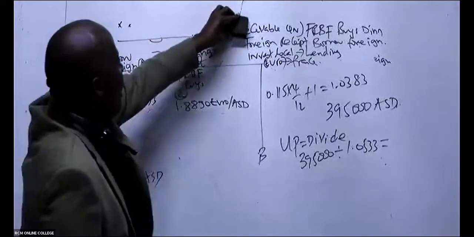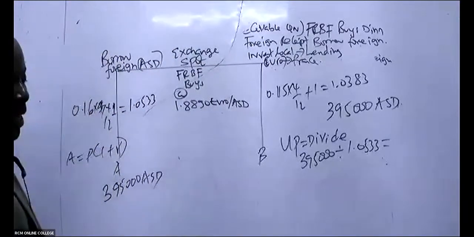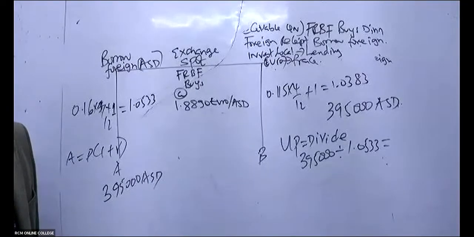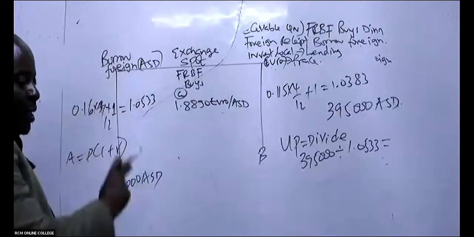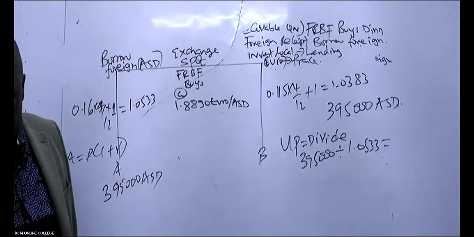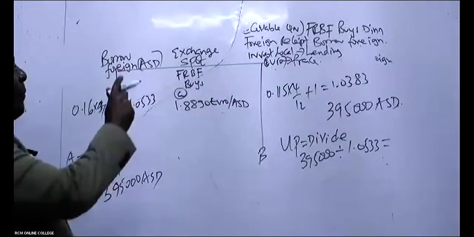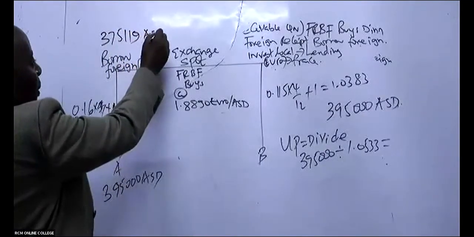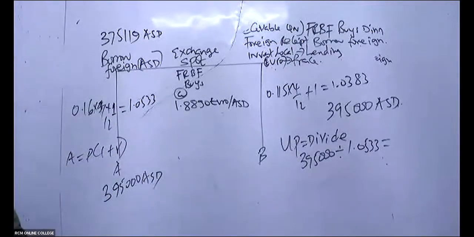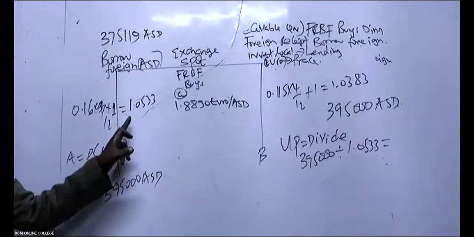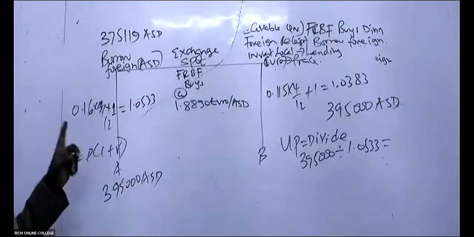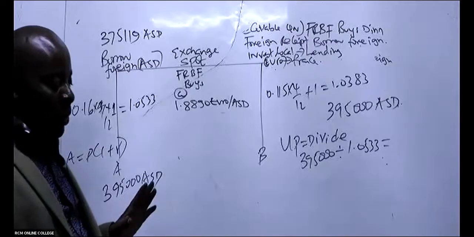So some ninja is giving me 375, eh? Is it 375? Yeah, ASD. When I divide up, 375, 119. Ama niko peke yangu. Sijui umesha divide Cecilia. Nachukua this, 111.